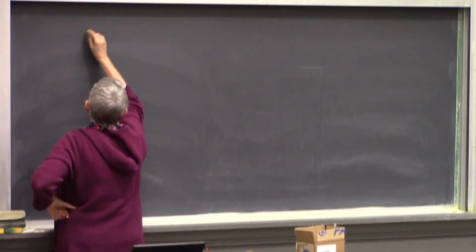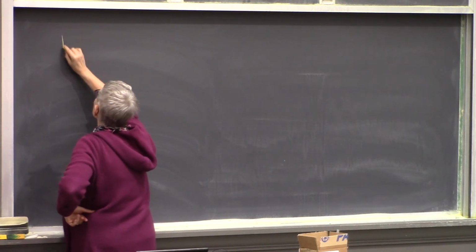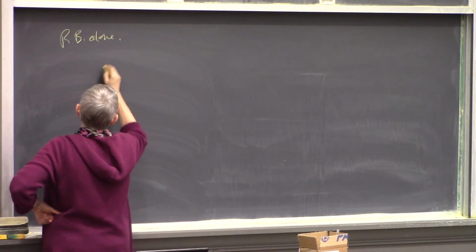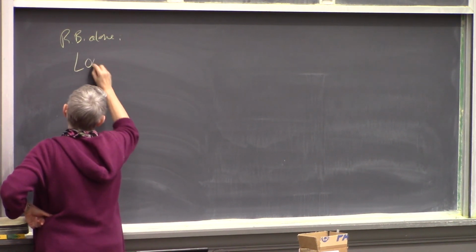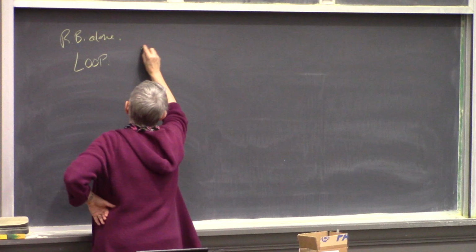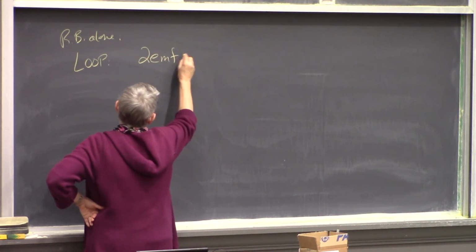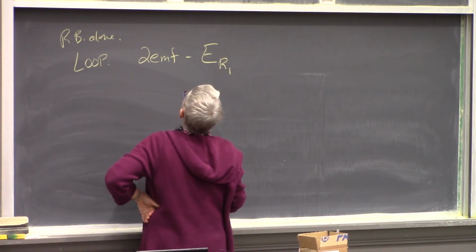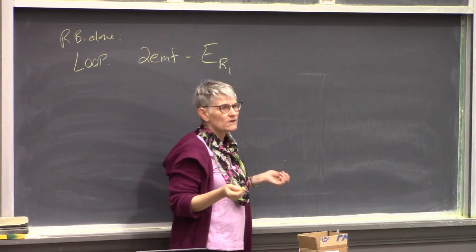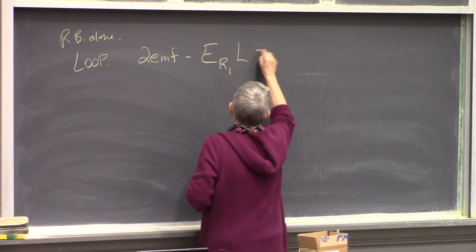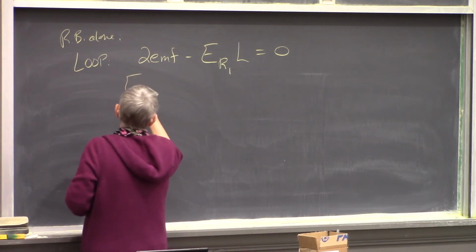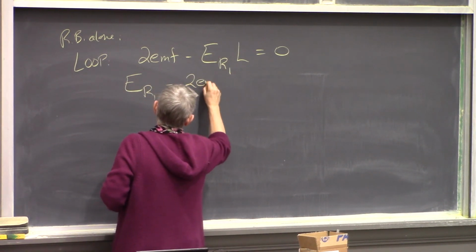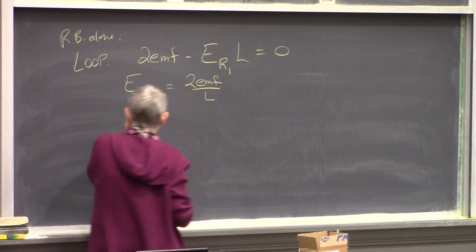So in this circuit, the round bulb alone, we can write a loop rule, a loop equation. So we have 2 times the EMF of the battery minus the electric field of the round bulb alone. We'll call it R1 because it's the only thing in the circuit. L is 0, so we get E_R1 is 2 EMF over L.